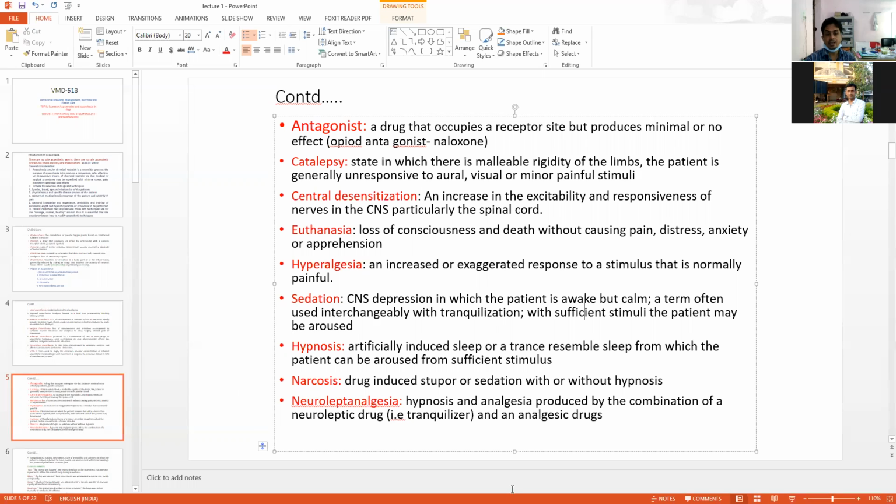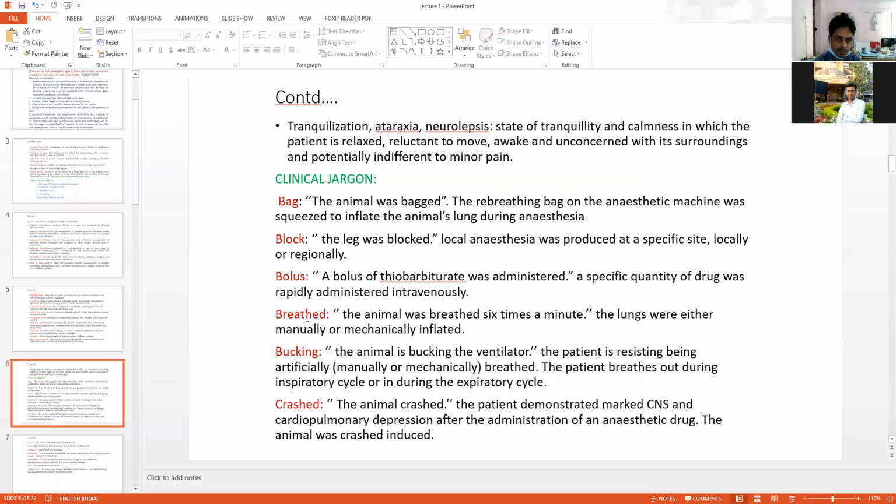And now another term comes: neuroleptic analgesia. This is hypnosis and analgesia produced by a combination of neuroleptic drugs and analgesic drugs. An example of neuroleptic analgesia is fentanyl-droperidol. Fentanyl is an opioid and droperidol is a neuroleptic drug. There are many such combinations of tranquilizer and opioid in neuroleptic analgesia, but the important one is fentanyl-droperidol. So you remember this combination for this anesthesia.